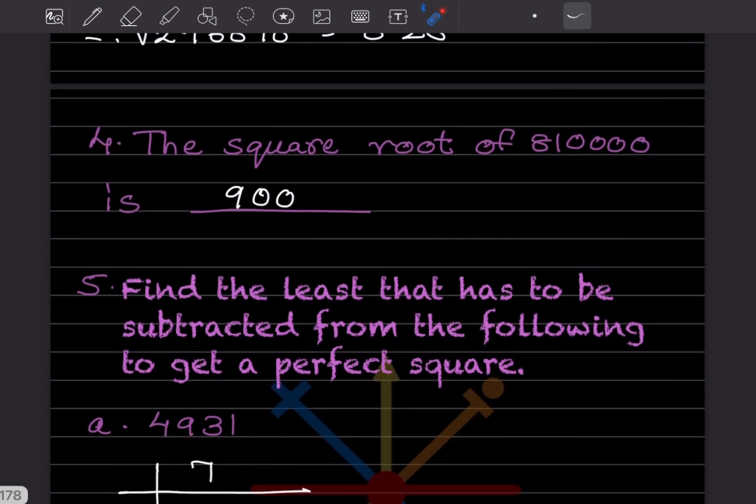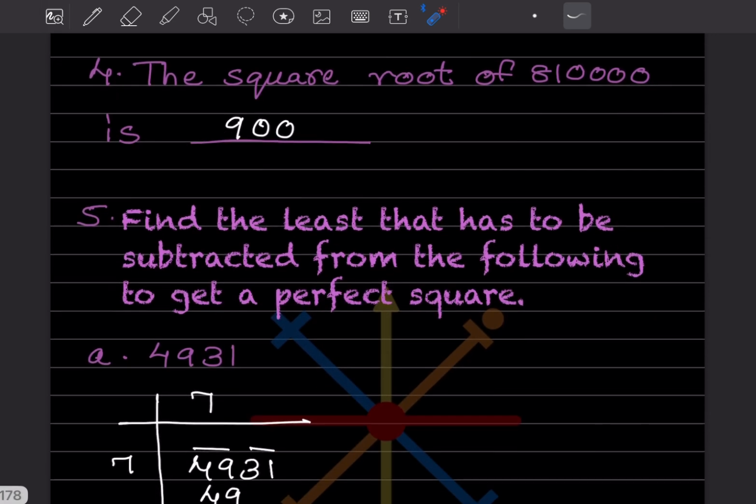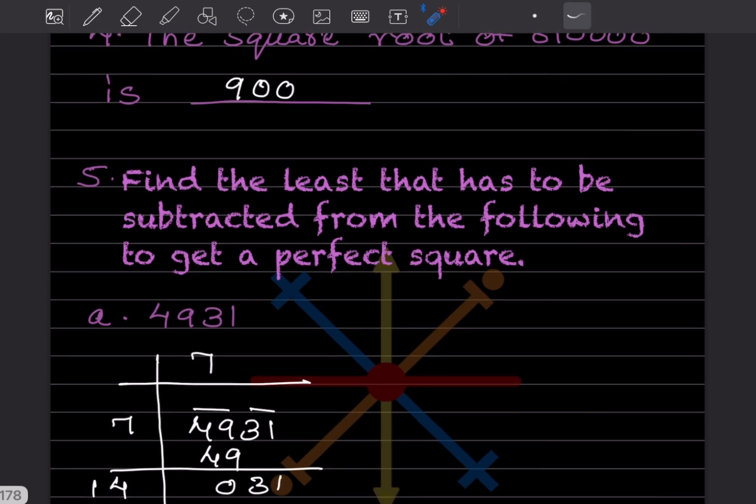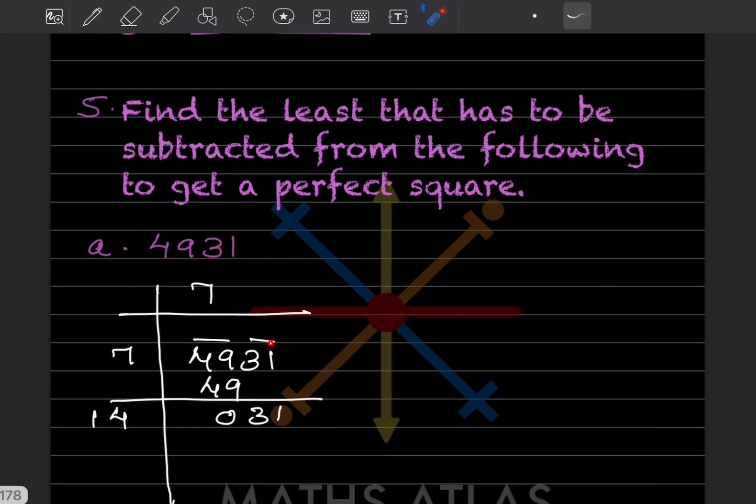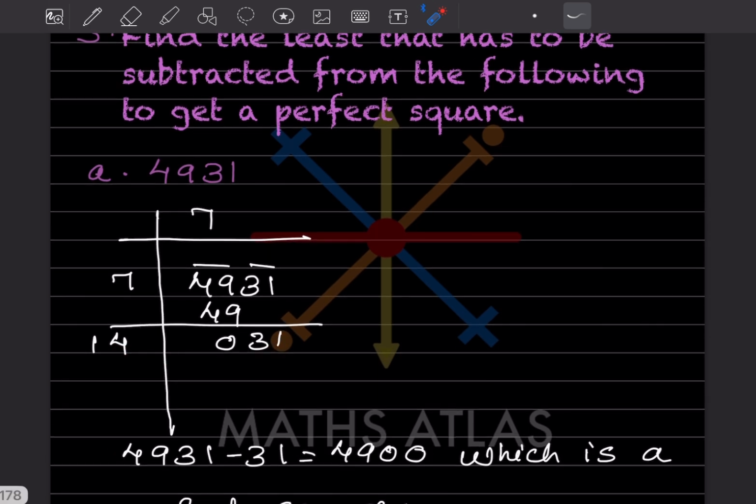Find the least number that has to be subtracted from the following to get a perfect square. So again for this one, this is the same thing. We are going to do the long division. 2 pairs, 7 sevens are 49. So 0, 0. And this will be 7 plus 7, that is going to be 14. And now the remainder you can see is 31. So you cannot do anything over here because this is 14 and this is 31. So what will you do here?